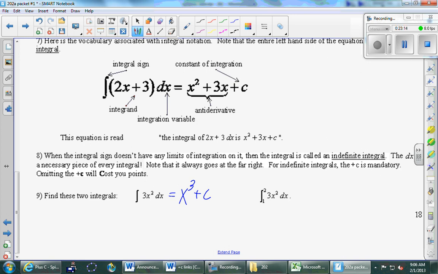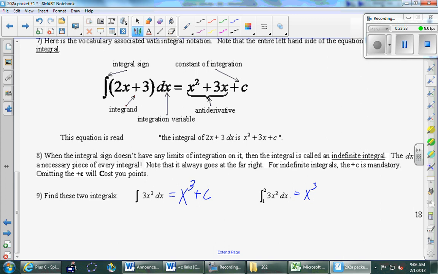The integral from 1 to 2 of 3x squared dx, well, it's different. So we're going to find our antiderivative. It's still x cubed. Do we need to put the plus c over here? No, because when we put the plus 17, it just canceled. It'll disappear at the end, so traditionally you don't put it.